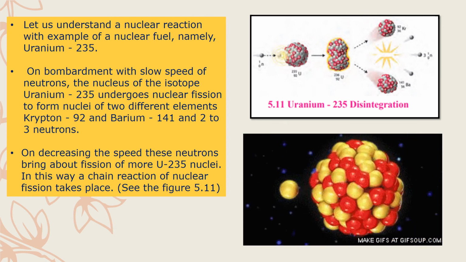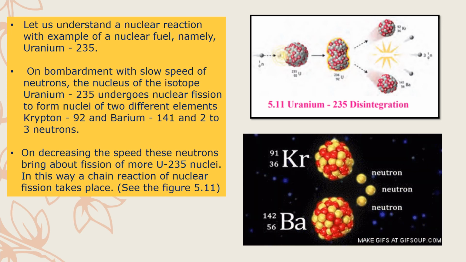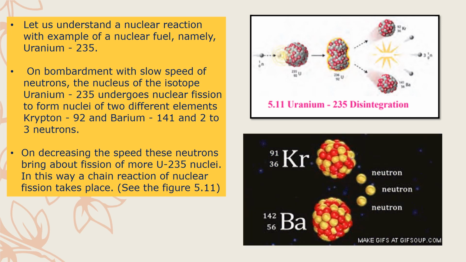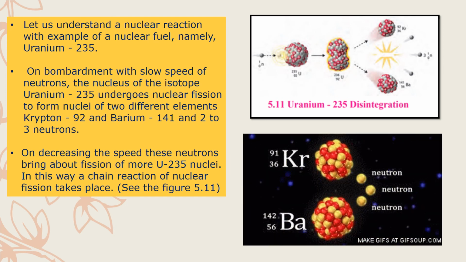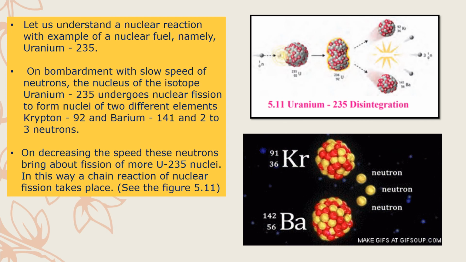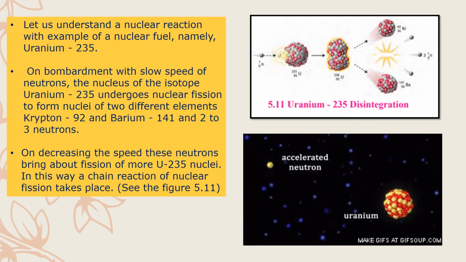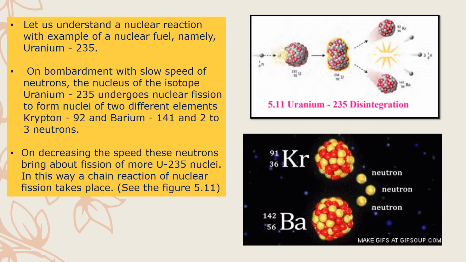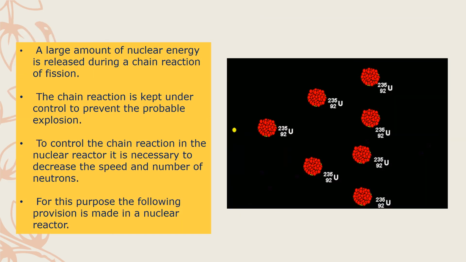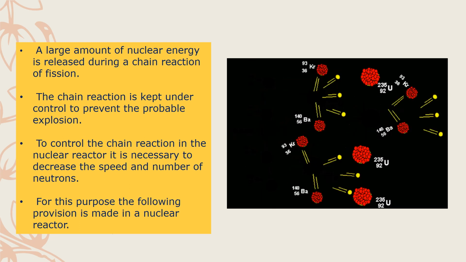You can see in this picture, children, that there is a nuclear fission of uranium-235, and due to that there is a formation of different elements, that is krypton 92, then barium 141, and 2 to 3 neutrons also. Now a large amount of nuclear energy is released during this chain reaction of fission. Fission means breaking.